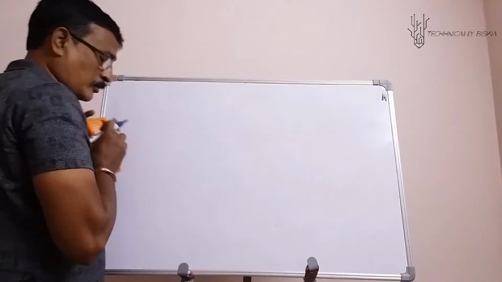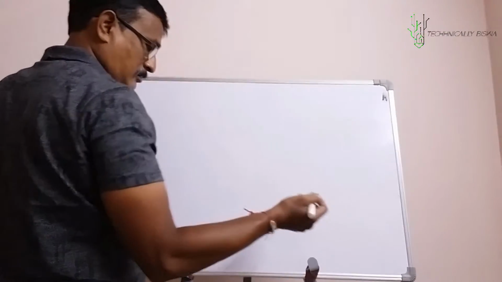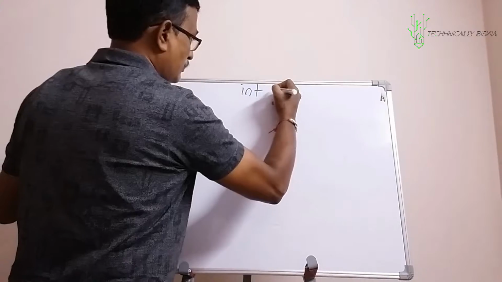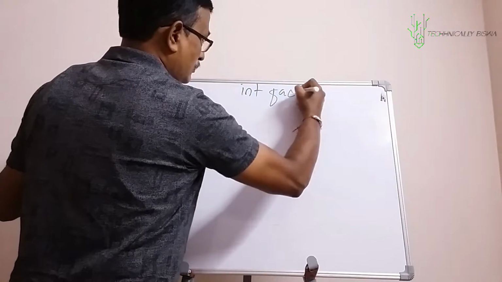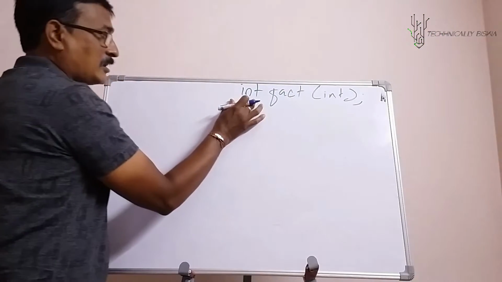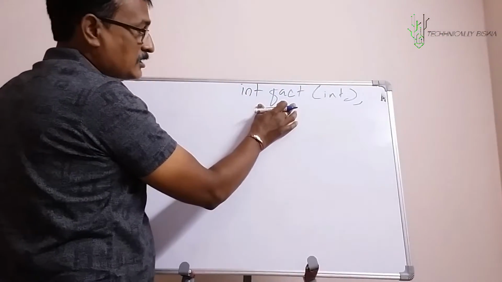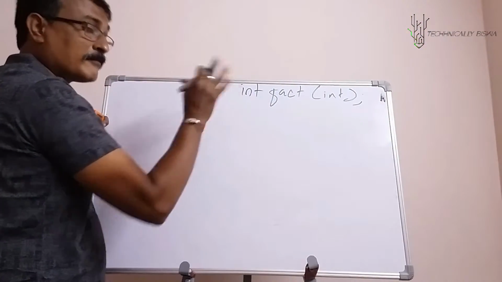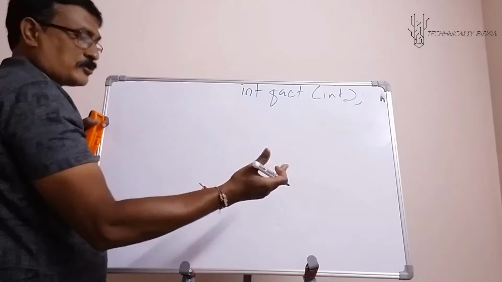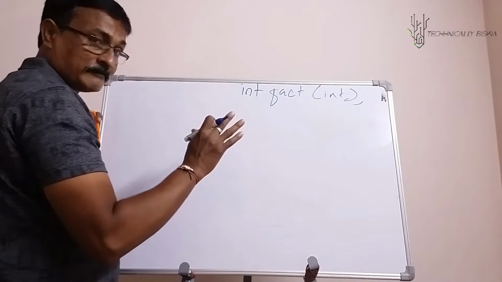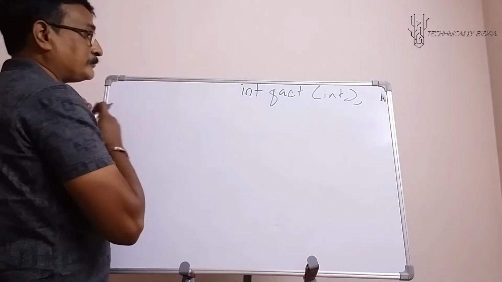This is the prototype of your factorial function: int fact(int). The return type is integer, the name of the function is fact, and it takes an integer as argument. This is the first line of your program. Assume that before you start the main function, you declare the prototype. Got that?